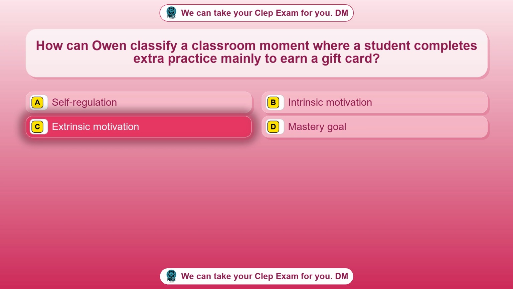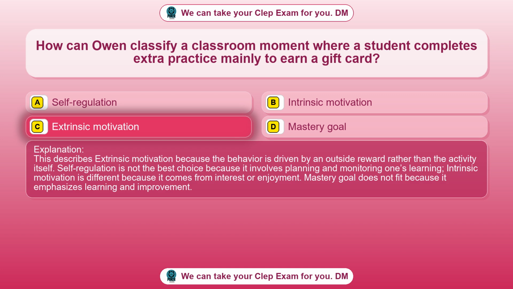Extrinsic motivation. This describes extrinsic motivation because the behavior is driven by an outside reward rather than the activity itself. Self-regulation is not the best choice because it involves planning and monitoring one's learning. Intrinsic motivation is different because it comes from interest or enjoyment. Mastery goal does not fit because it emphasizes learning and improvement.